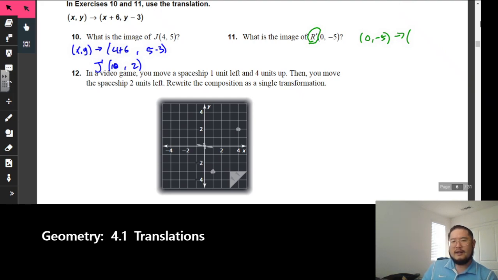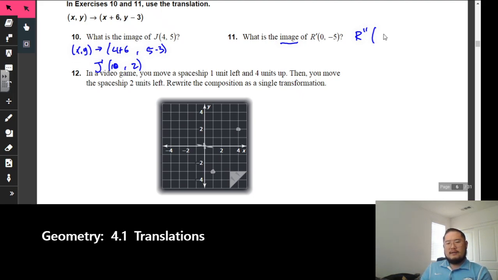Actually, sorry. Let me take that back. I didn't read the question correctly. It says, what is the image? So they give us R prime, and what we're actually going to find is R double prime. What I just spoke about before, that's the trick question I want to make sure you guys knew. But let's solve number 11 first. So let's rewind.